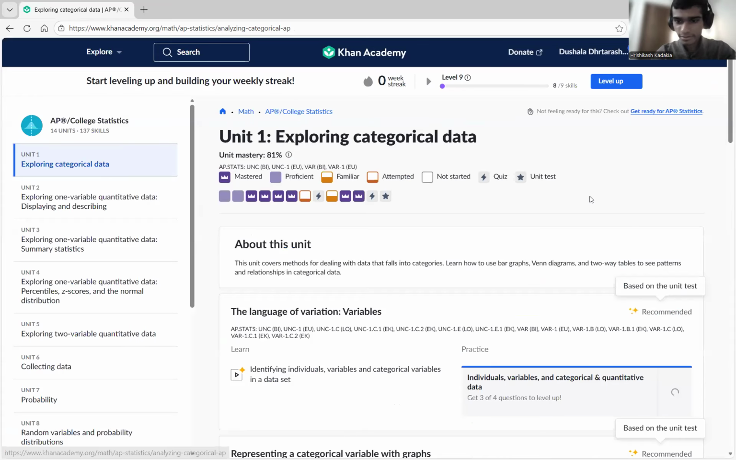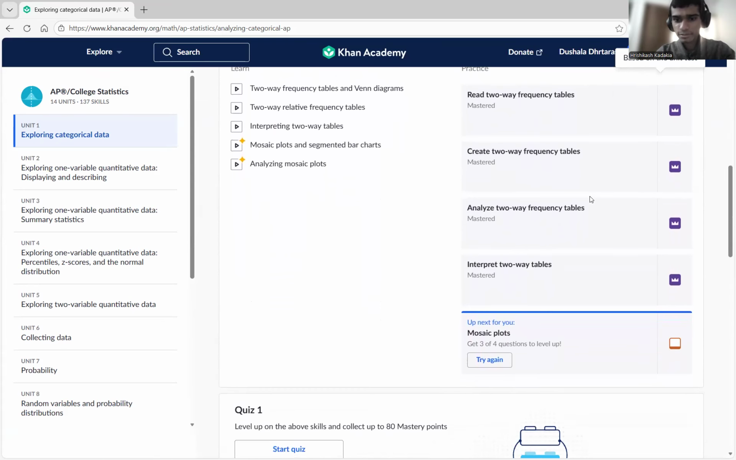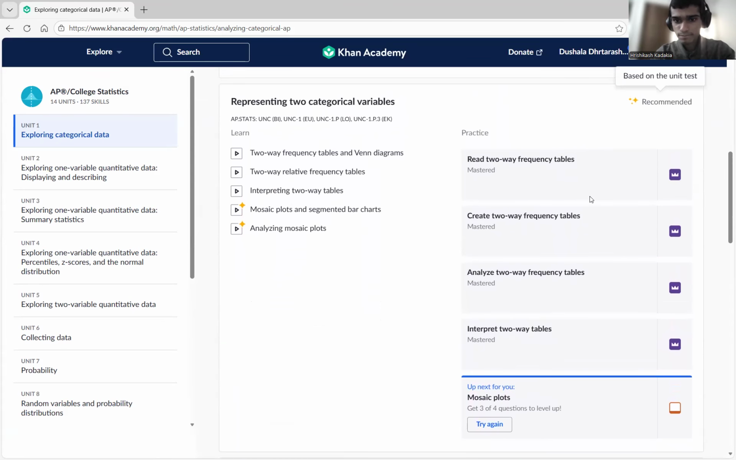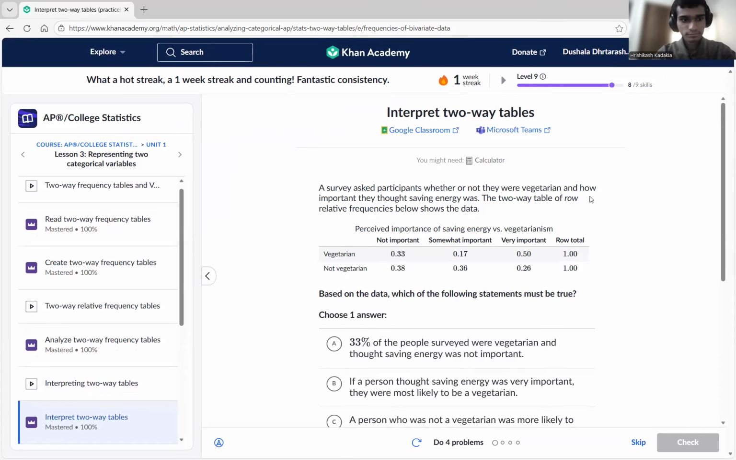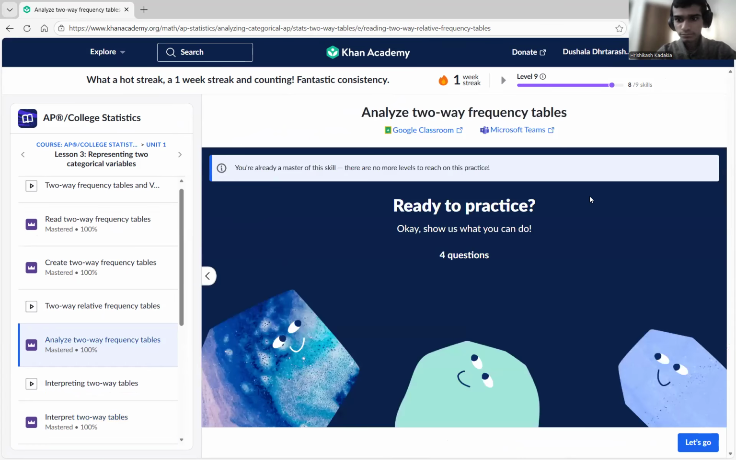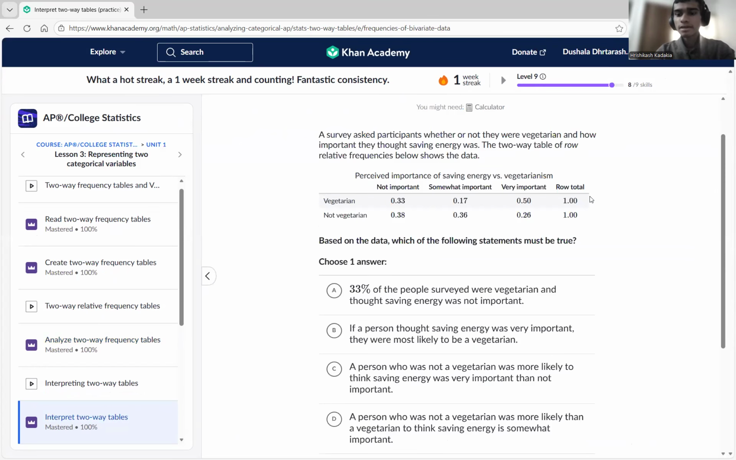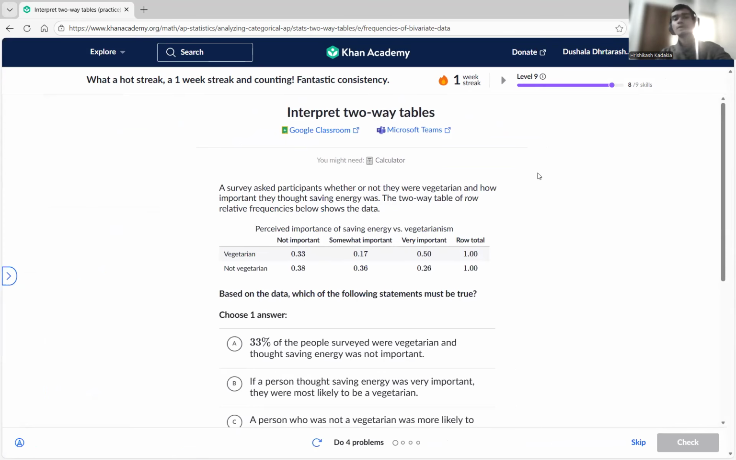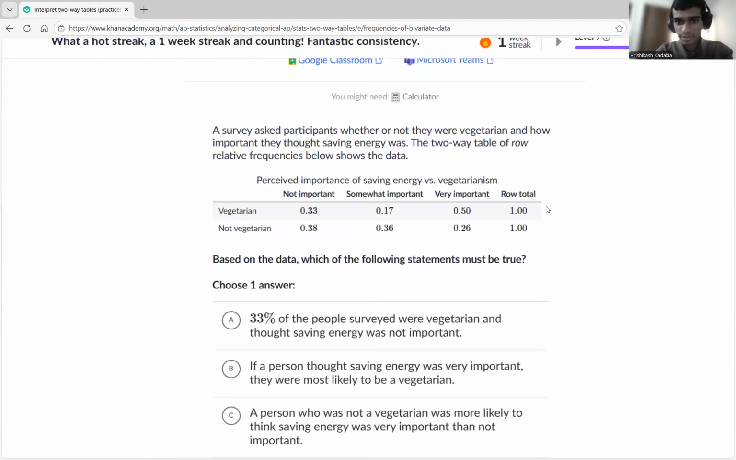Where did I go? Oh, sorry. Where was I? Yeah, interpreting two variables, right? Okay, that's what we did. Interpreting two variables is the part we want to focus on now. A survey asked participants whether or not they were vegetarian and how important they thought saving energy was.